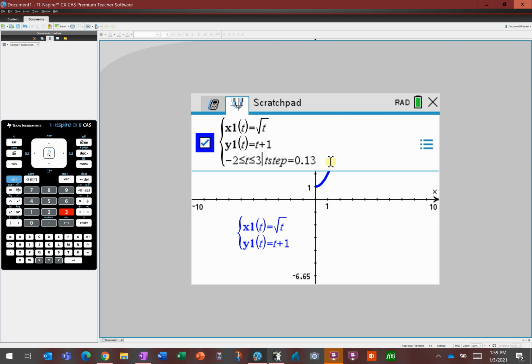What's this t step? Well, that is all the values of t that your calculator is actually plugging in to get a reasonable approximation. Now, if you had a function that did some really weird stuff with small numbers, like maybe at 0.1, it had a value of 10. At 0.11, it had a value of -50. And at 0.12, it had a value of 4 million.